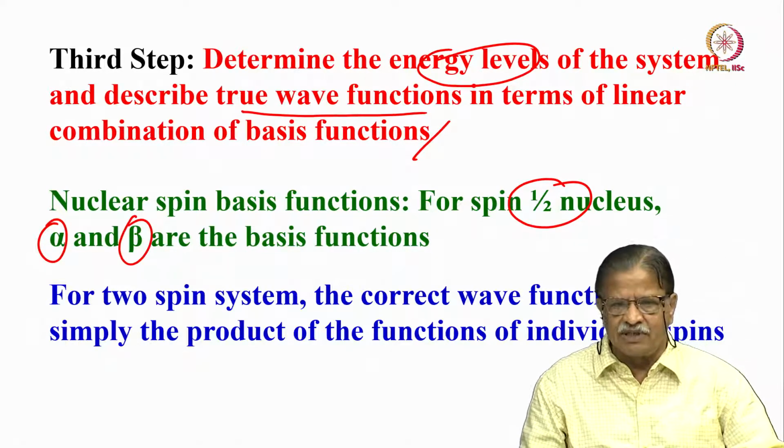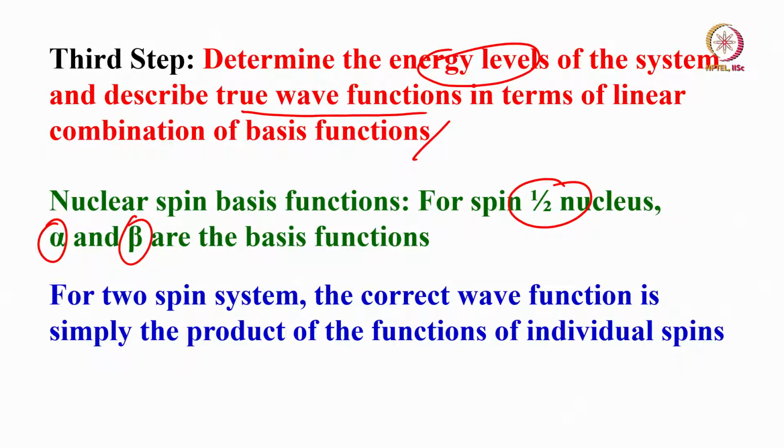Now, for a two spin system, the correct wave functions are simply the product functions of the individual spins. What are the product functions? You can think of all possible combinations of these two wave functions for both the spins. If one is in the alpha state, the other is in the beta state, or the other is also alpha or beta. Then you can take out the combinations: alpha alpha, alpha beta, beta alpha and beta beta, all four possible combinations you can think of.